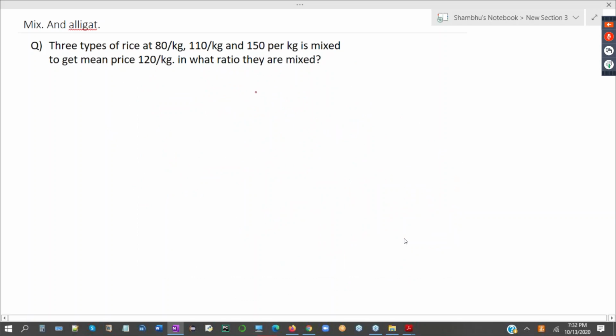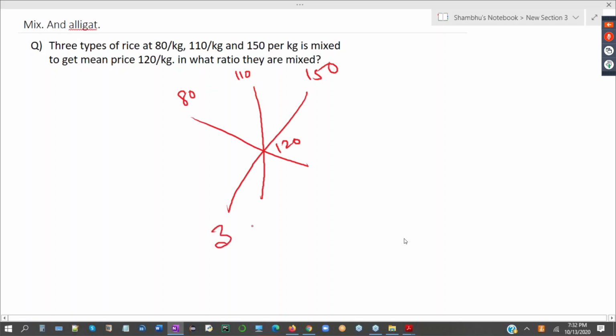Listen here. Are you doing it like this? You wrote 3 items: 80, 110, 150. Mean price is 120. So 30, 10, 60. Are you trying something like this? No. This one is not acceptable. This one is not correct.